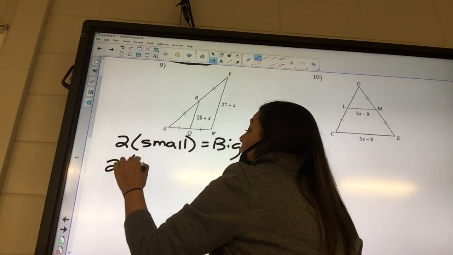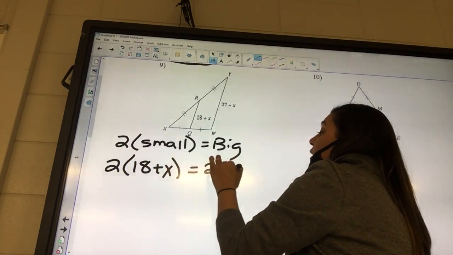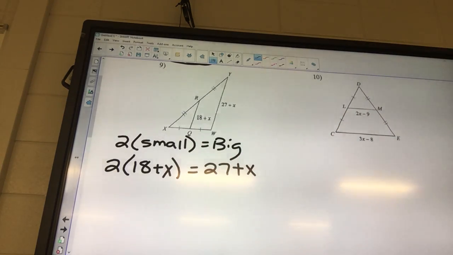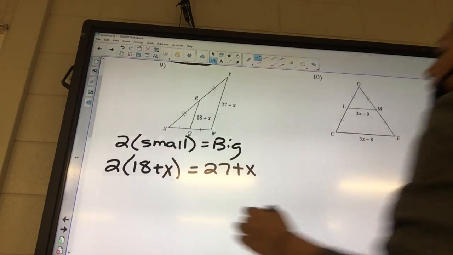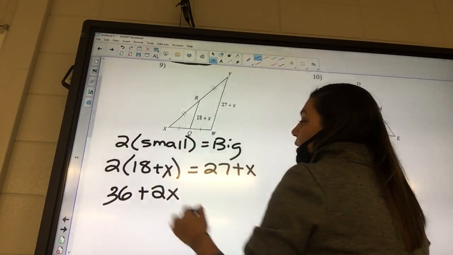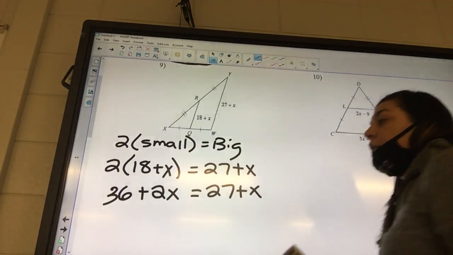Okay, so 2 times (18 plus X) is our small one, equals 27 plus X, our other big one. Okay, 2 times 18 is something. 36. 36, you sure? Yeah. Okay. Yes. Okay, 36 plus 2X equals 27 plus X.